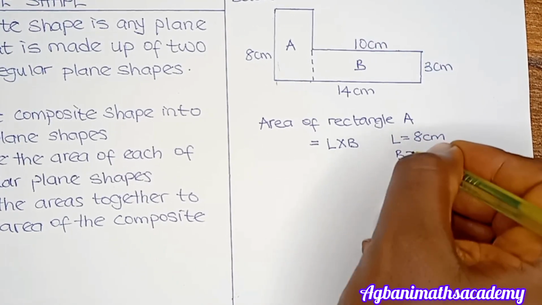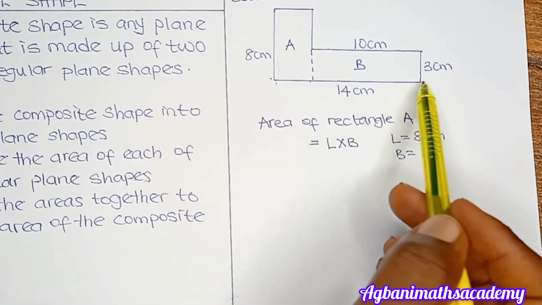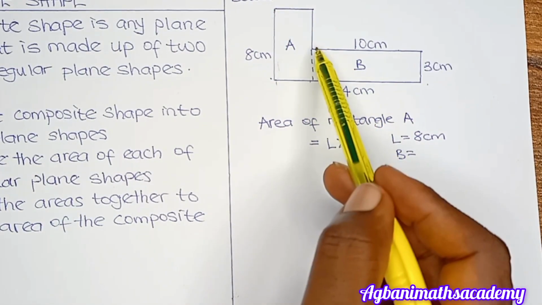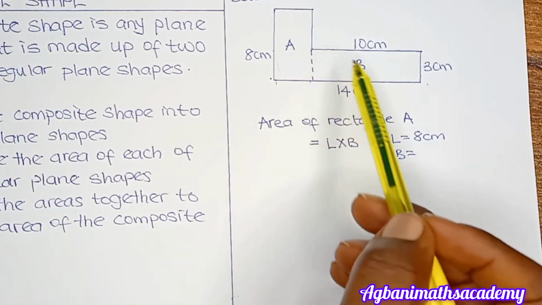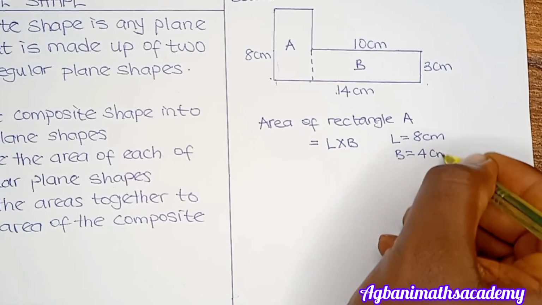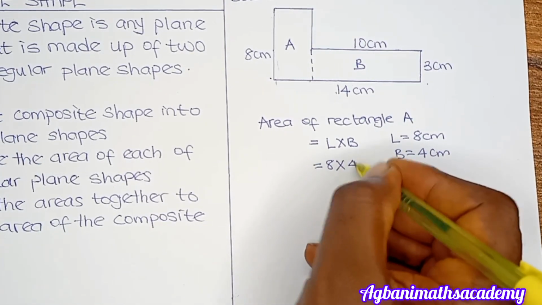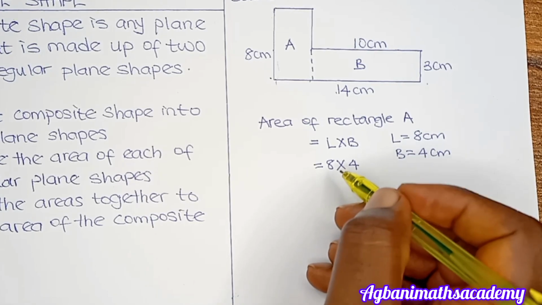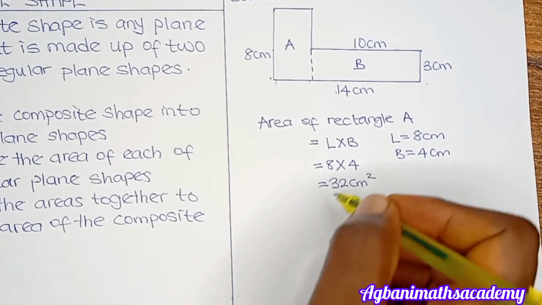What about the breadth? The breadth is this way. We know that from here to here is 14 centimeters. We also know that from here to here is 10 centimeters. That means from here to here is 14 minus 10, which is 4 centimeters. So area is equal to 8 multiplied by 4. This means the area of rectangle A is equal to 32 centimeters square.